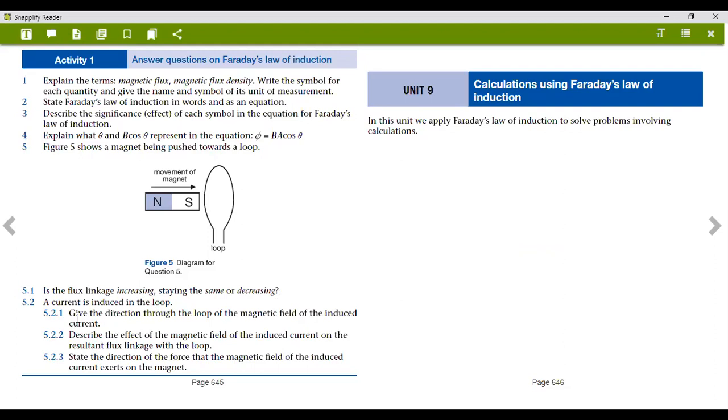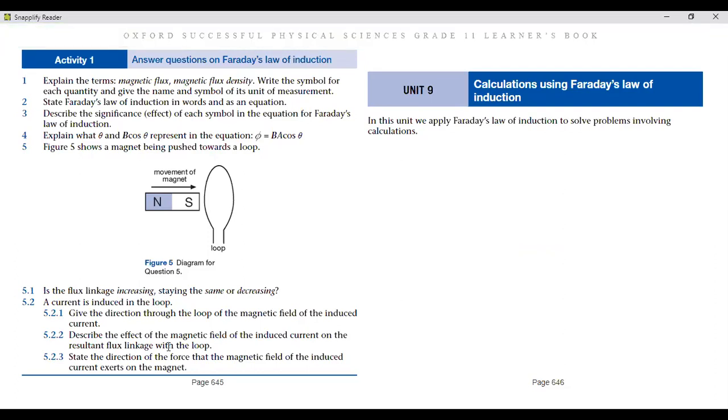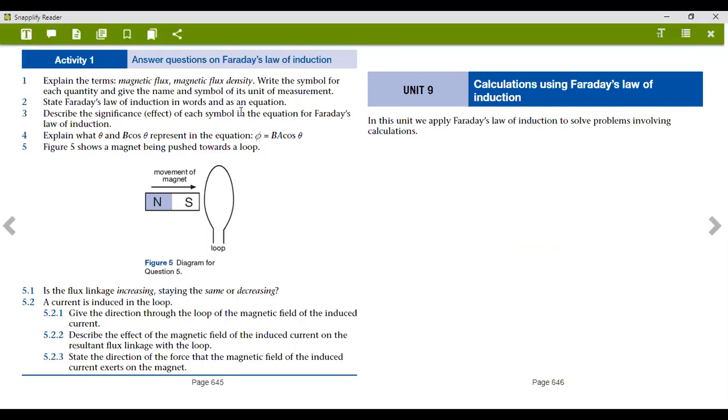Okay. And then number 5 says a current is induced in the loop. Give the direction of the induced current. Number 2, describe the effect of the magnetic field of the induced current on the resultant flux linkage with the loop. Number 3, state the direction of the force that the magnetic field of the induced current exerts on the magnet. Okay, so this marks the end of our class, and that is your homework. Please take a picture and do it. The more homework you do, the more you get to understand what you are working with.